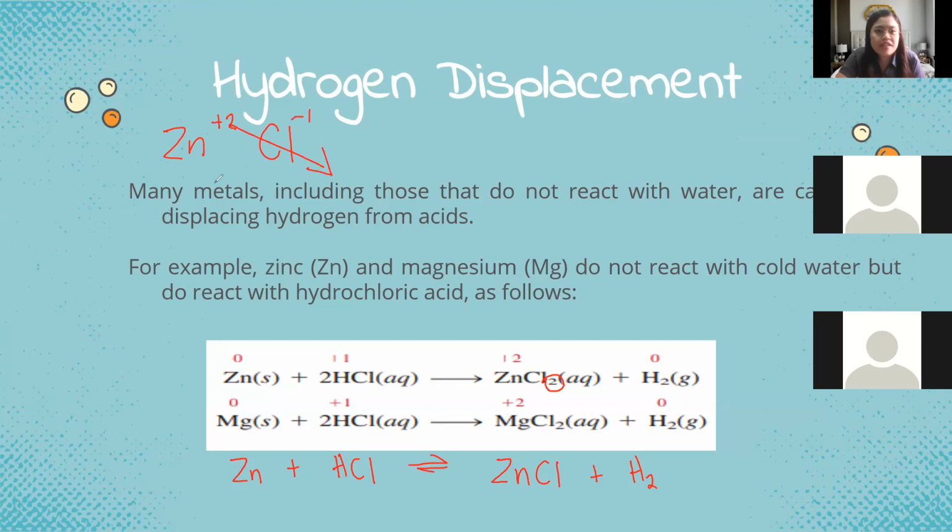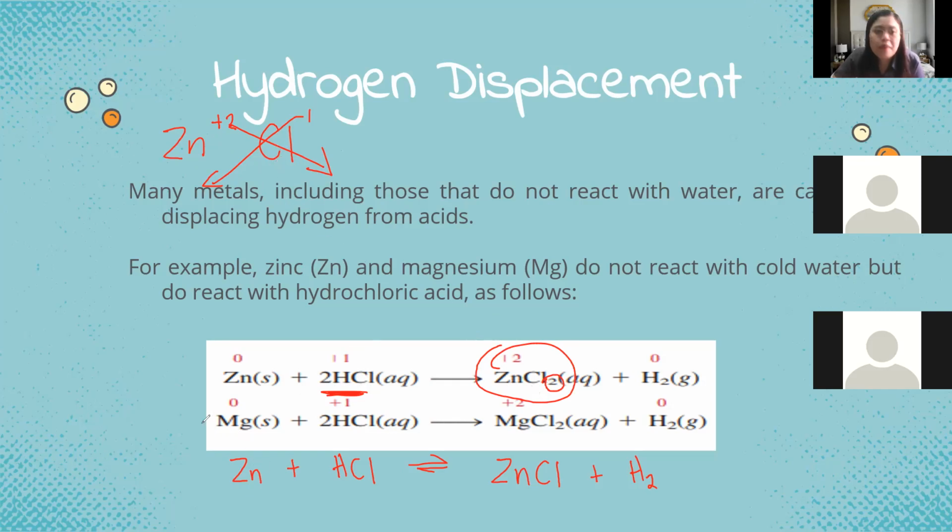So, since this is not equal to 0, kailangan natin mag-crisscross, kaya dito naging ZnCl2 siya, naging zinc chloride siya. Wala siyang subscript dito for the hydrochloric acid, but in the product, we have the subscript for chlorine. And again, the reason is this one. We have to check their charges.